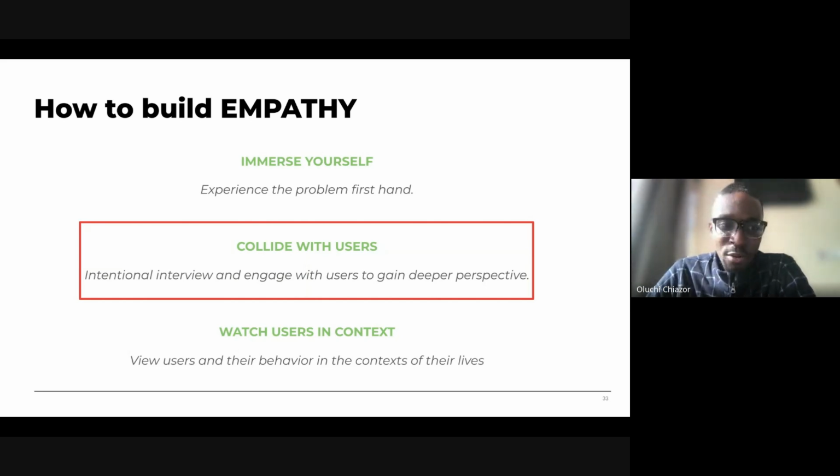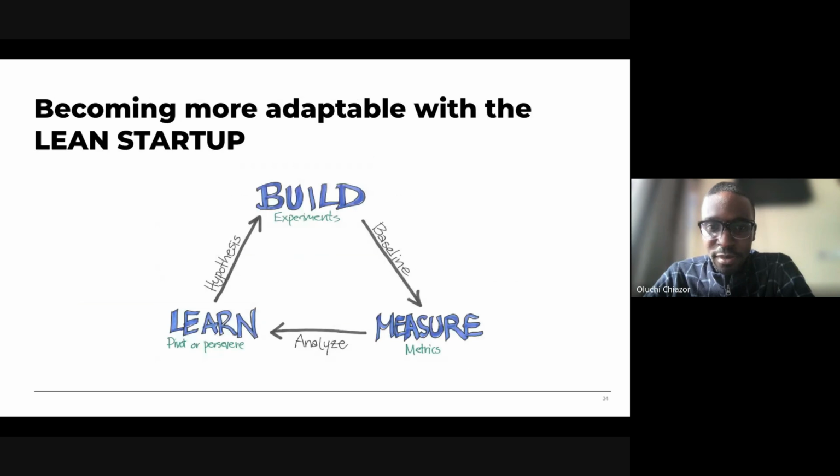And then we moved on to how all of this leads to this iterative approach of build, measure, learn, build, measure, learn.